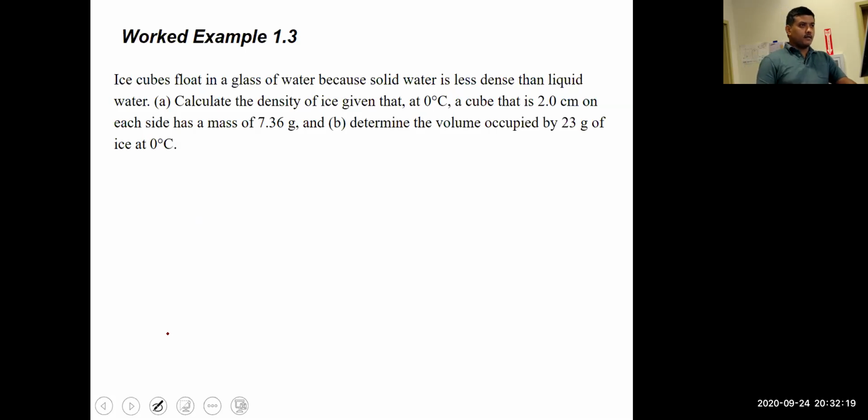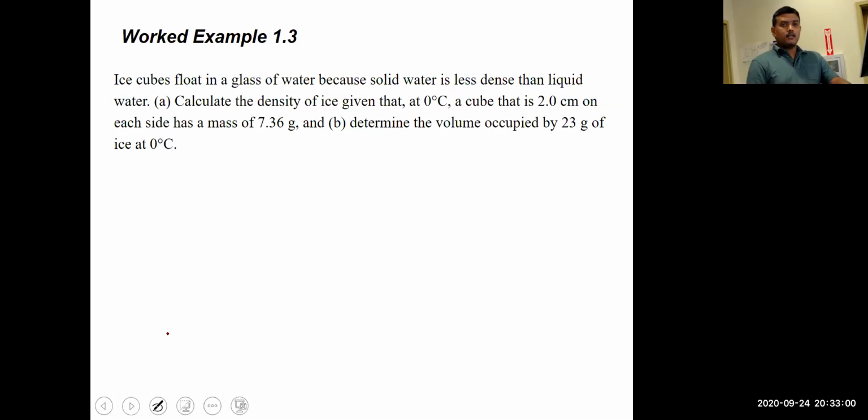Let's see what we got here. The last slide here, we are going to end this lecture with working on a problem. So this problem says, ice cubes float in a glass of water because solid water is less dense than the liquid water, okay? Calculate the density of ice given that at 0 degrees Celsius, a cube that is 2.0 centimeters on each side has a mass of 7.36 grams. Let's see what we can do with those data. So part B asks, determine the volume occupied by 23 grams of ice at 0 degrees Celsius.